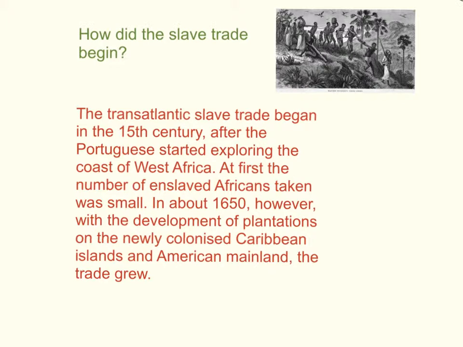How did the slave trade begin? The transatlantic slave trade began in the 15th century after the Portuguese started exploring the coast of West Africa. At first, the number of enslaved Africans taken was small. In about 1650, however, with the development of the plantations on the newly colonized Caribbean islands and American mainland, the trade grew.